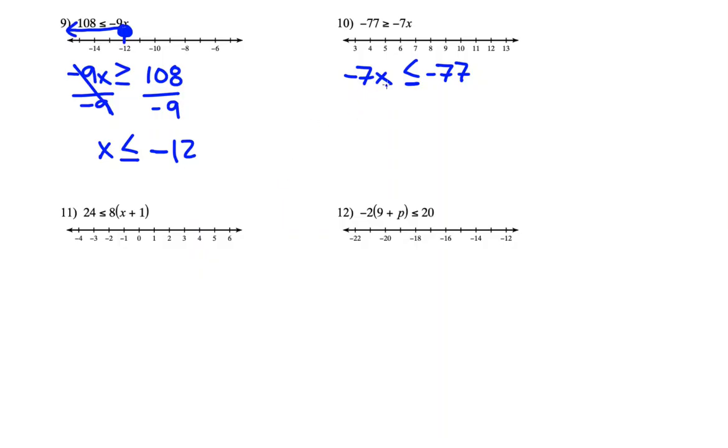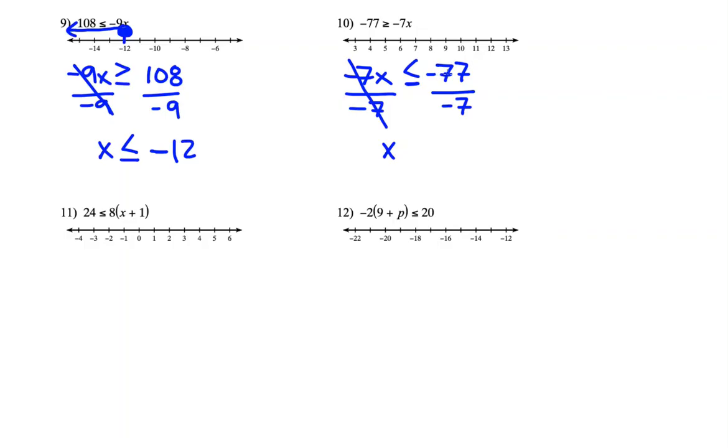And I don't want x. I want to isolate x. I don't want negative 7x's. I want just x. So the opposite of times negative 7 is to divide by negative 7. And of course, if I do that to one side, I have to do it to both sides because of balance. So the negative 7's cancel, and so I have x on this side.